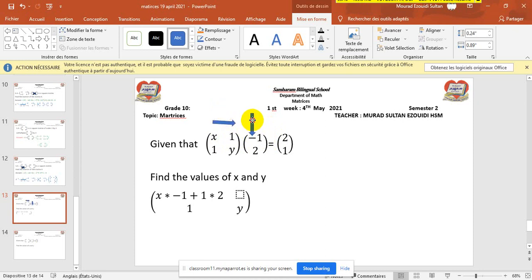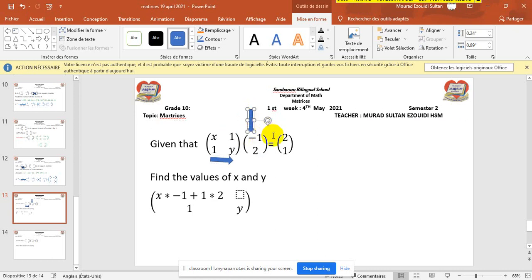So I multiply the first row by the first column. That means x multiplied by -1 plus 1 multiplied by 2. Now I move to the second row. I will multiply the second row, which is 1 and y, by the first column.